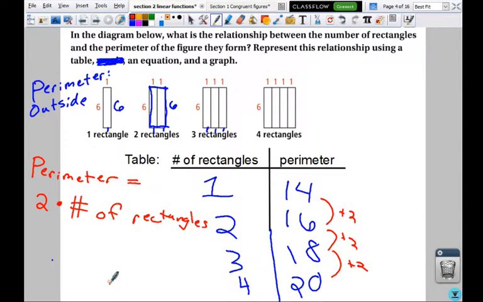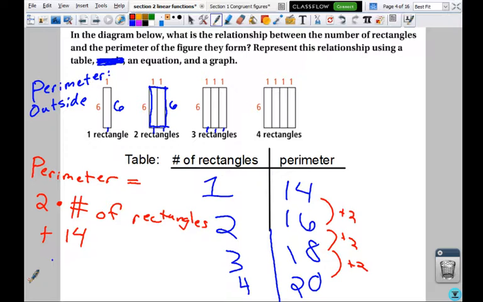But that doesn't quite work. I have to add in something else, because if I do 2 rectangles, 2 times 2 is 4, right? That didn't quite work. If I had 1 rectangle, what was my perimeter? 14, right? So I'm going to have to start at 14 and then add 2 times the number of rectangles. So my perimeter is going to equal 2 times the number of rectangles plus 14, because I have to start here at 14 before I can start changing. So I started at 14, then I went up by 2.